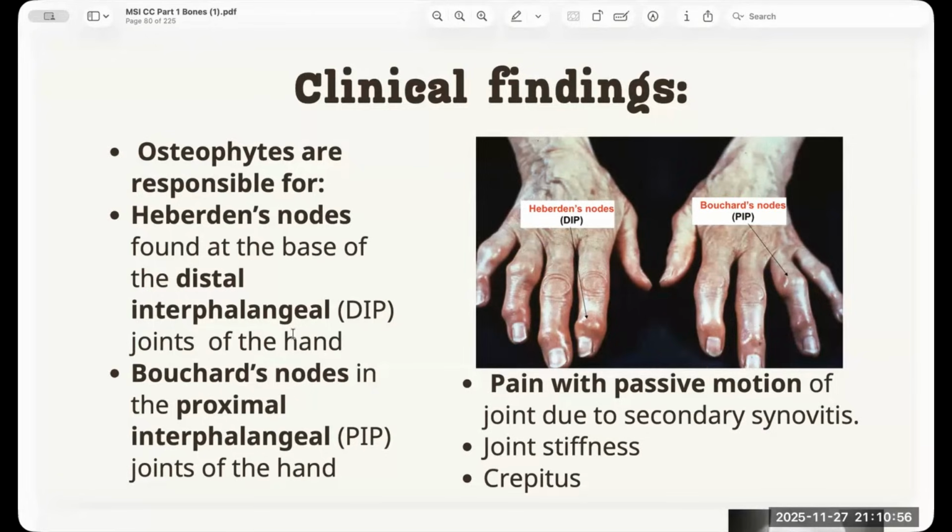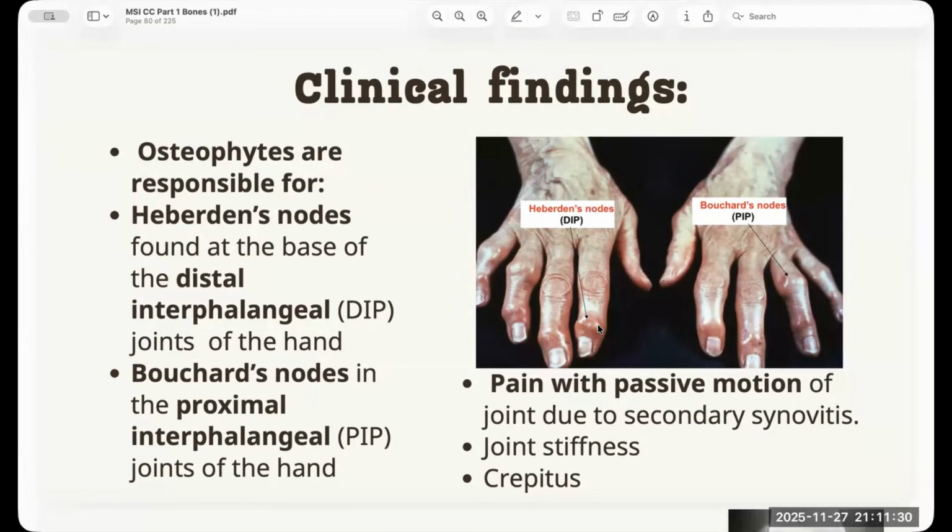Okay, those are two very important nodes that you need to know when it comes to osteoarthritis. First of all, the Heberden's nodes. These are found at the distal interphalangeal joints. The Bouchard's nodes are in the proximal interphalangeal joints. So they are those here. The ones more proximally are Bouchard's. The ones more distally are Heberden's.